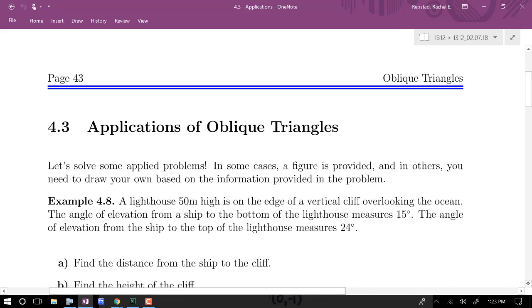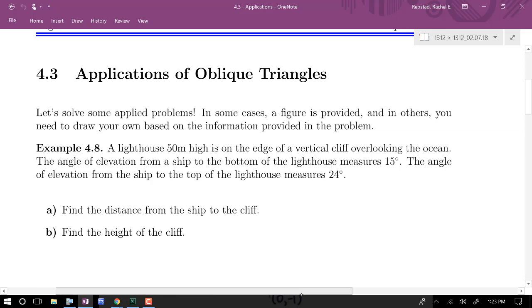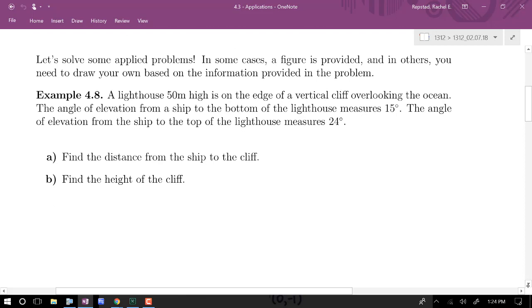Now your favorite. This is what you guys have been waiting for: some applications. People always ask, when am I ever going to use this? Ever? And I'd be like, what if you're in a boat that's looking at a cliff and you can measure these angles and you want to know how far away from the cliff you are? Why wouldn't you want to know? Or what if you're on a boat and you see the smoke coming off the smokestack of the cruise ship? You're going to be glad you had this class.